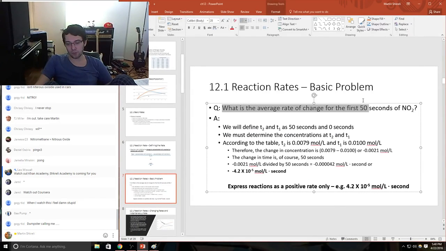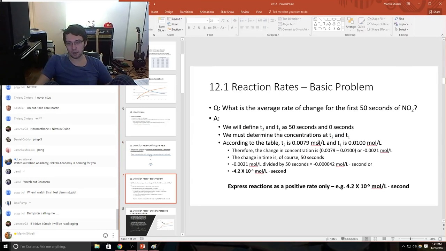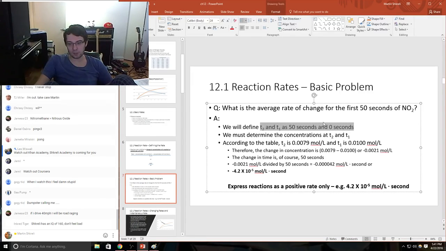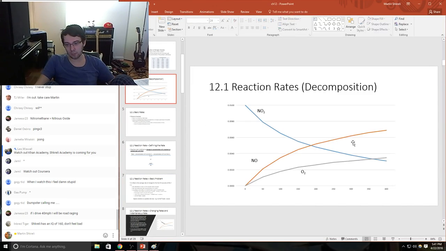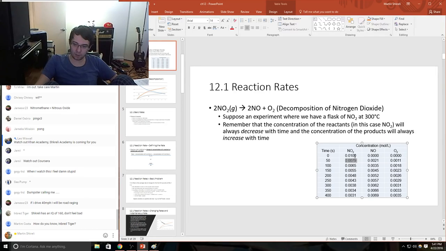What is the average rate of change for the first 50 seconds of nitrogen dioxide? Well, that's pretty easy. It's going to be the change in A, and then also the change in time. Well, the change in time is easy. T2 and T1 are 50 seconds and 0 seconds. So the change is 50 seconds. Now, the concentration at T2 and T1 is a little trickier. You have to look at the table. At T2, 50 seconds, the concentration is 0.0079. And at T1, 0 seconds, the concentration is 0.0100.